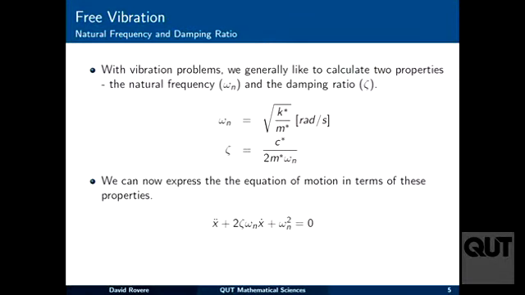Now, when we go ahead and try to solve these vibration problems, instead of describing them in terms of M, C, and K, we typically prefer to describe the problems in terms of natural frequency and damping ratio, where we define the natural frequency as the square root of K on M, and the damping ratio as C divided by 2 M omega N. When we modify the equation so that it's described in terms of damping ratio and natural frequency instead of M, C, and K, we get the following second order ODE, this one here.